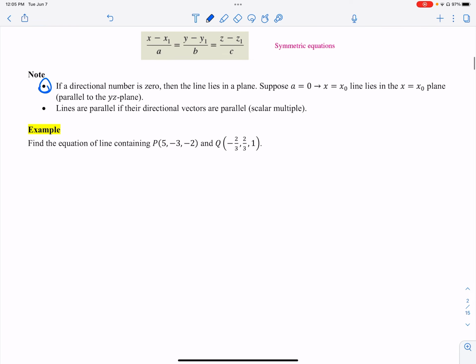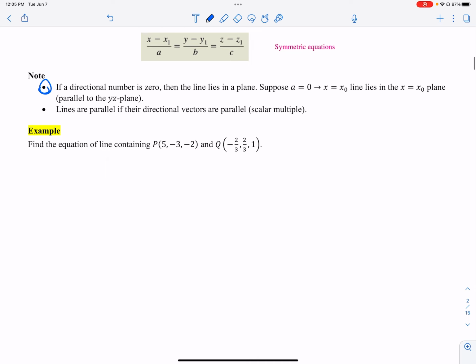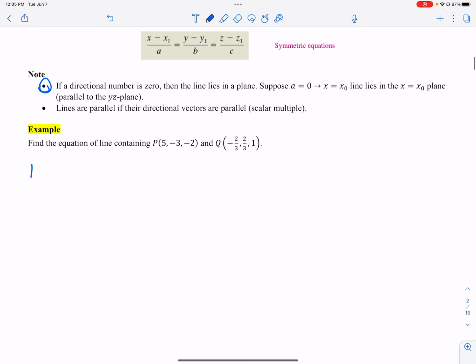Okay, I got one example for this video, just to kind of set us up in the right direction, to give us something real to actually look at. So it says find the equation of the line containing both points. I'm going to find both types. So the two things I need for a line: I need a point. Okay, so I have a point. The point, we're going to use the one without the fractions: 5, negative 3, negative 2.